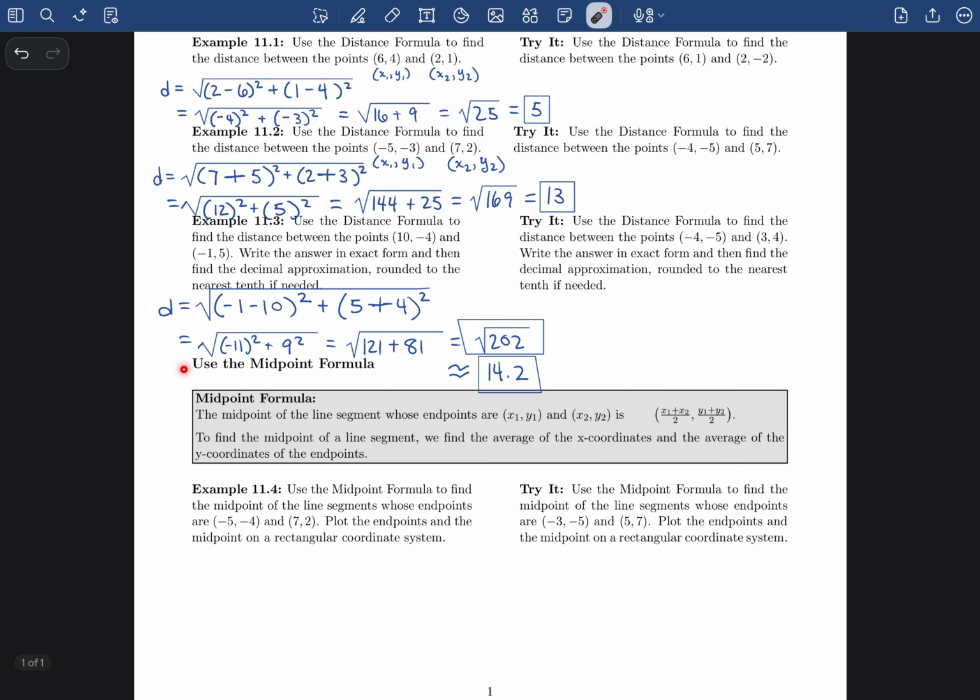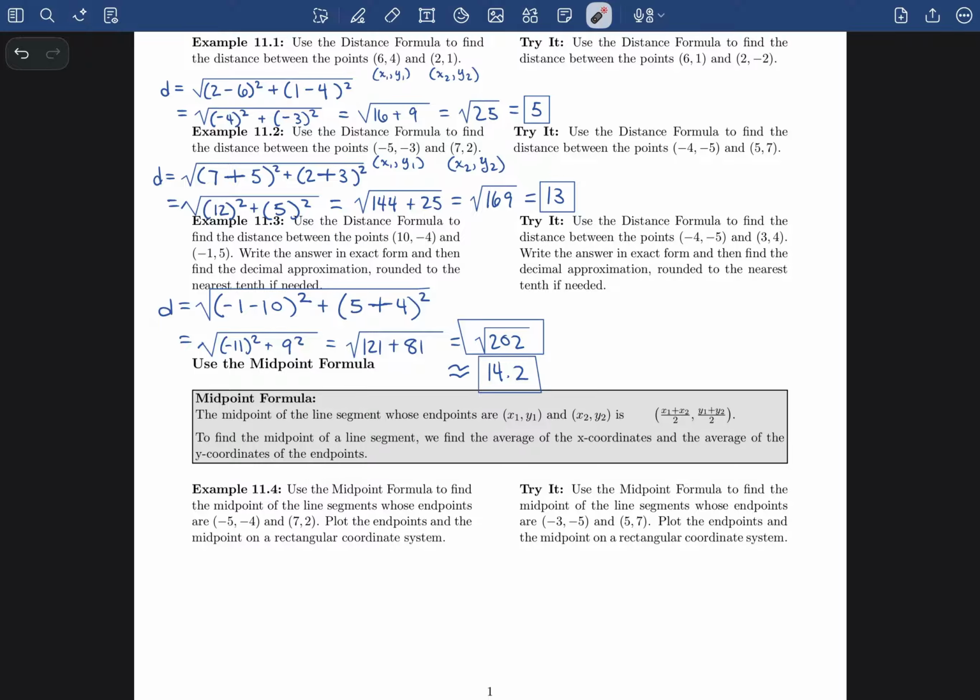Now let's learn about a second formula called the midpoint formula. The question arises: let's say I have 2 points in space. How can I find the midpoint between those 2 points in space? The midpoint formula helps me do that. The midpoint of the line segment whose endpoints are (x1, y1) and (x2, y2) is ((x1 + x2) over 2, (y1 + y2) over 2). Let me say that again: x1 plus x2 over 2, y1 plus y2 over 2.